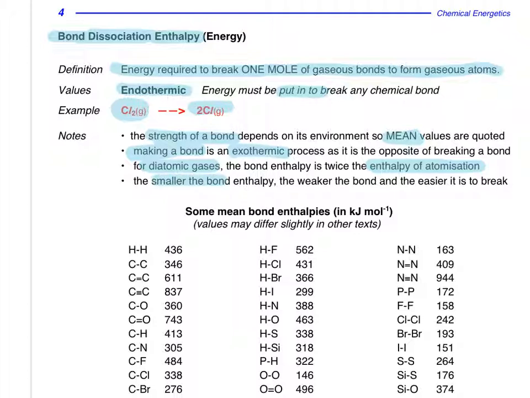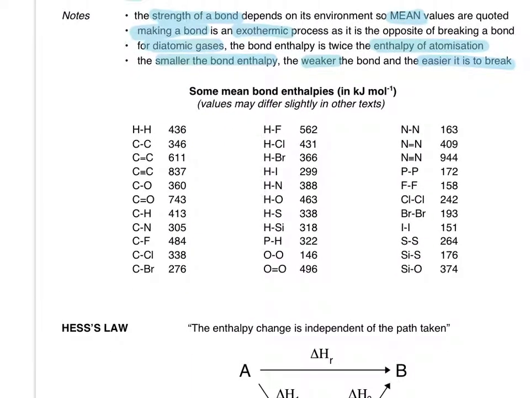If you have a smaller bond enthalpy, that just means you've got a weaker bond, so it'd be easier to break that bond. If we look at a few examples here, you can see, for example, your carbon-carbon double bond has a higher enthalpy than your carbon-carbon single bond. So your carbon-carbon double bond is actually stronger, and then your triple bond is stronger again.